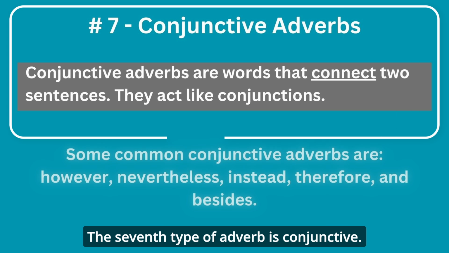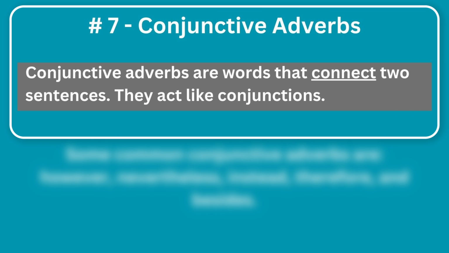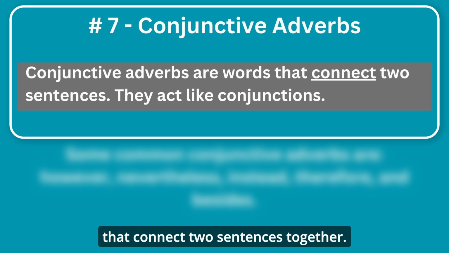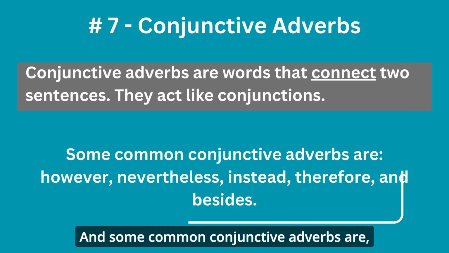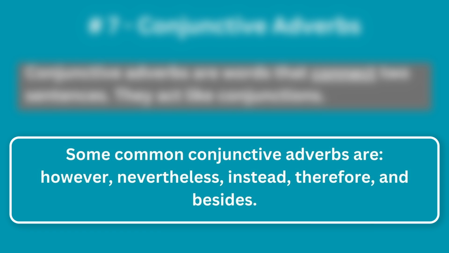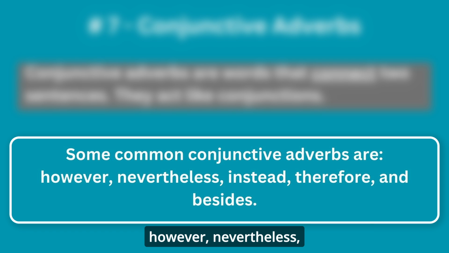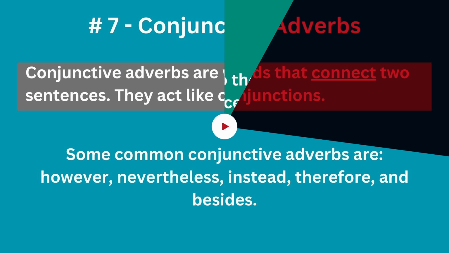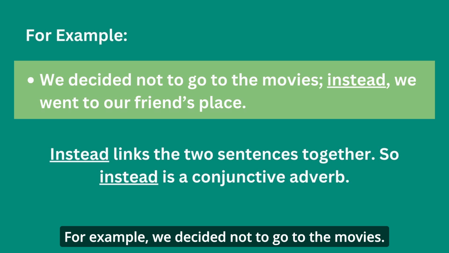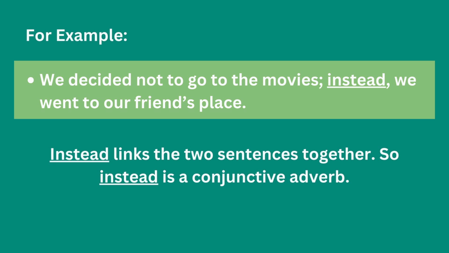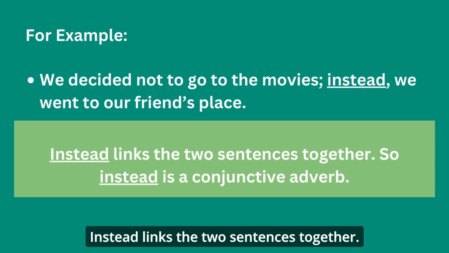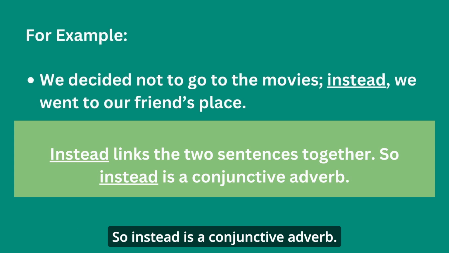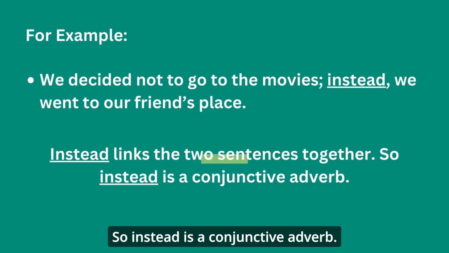The seventh type of adverb is conjunctive. Conjunctive adverbs are words that connect two sentences together. They act like conjunctions. And some common conjunctive adverbs are however, nevertheless, instead, therefore, and besides. For example, we decided not to go to the movies. Instead, we went to our friend's place. Instead links the two sentences together, so instead is a conjunctive adverb.